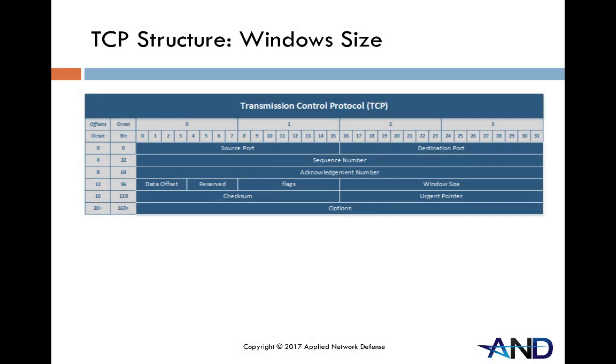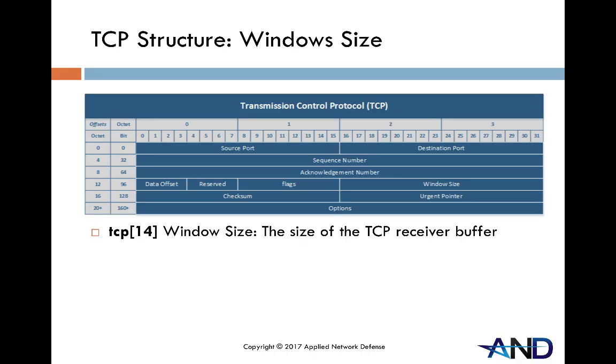The next feature of the TCP protocol that I want to talk about is another feature that's really all about reliability, and that's the window size feature, which is really a field that's used in support of a broader feature set, which we'll refer to as flow control.